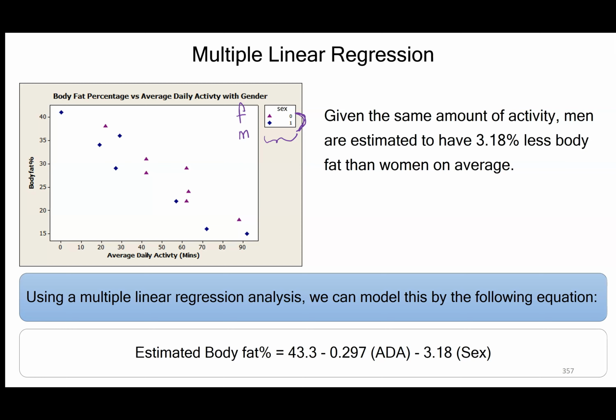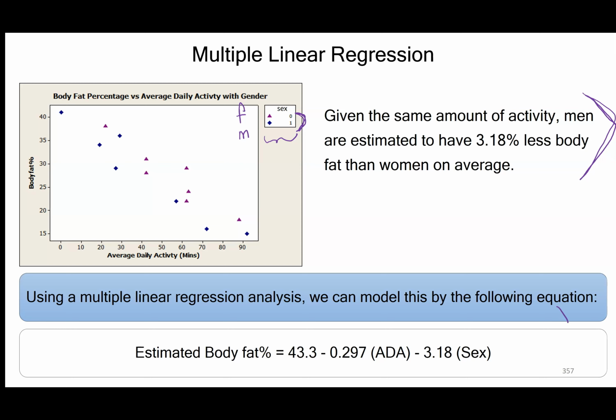So looking here, you definitely see downward trends for both groups. Although it's worth considering that maybe for each additional minute of activity, the decrease in body fat percentage is different for each group. So given the same amount of activity, if you have men at a certain level of activity and women at the same level of activity, it looks like men are estimated to have 3.18% less body fat than women on average. Note, this is a very, very small sample. So that is worth noting.